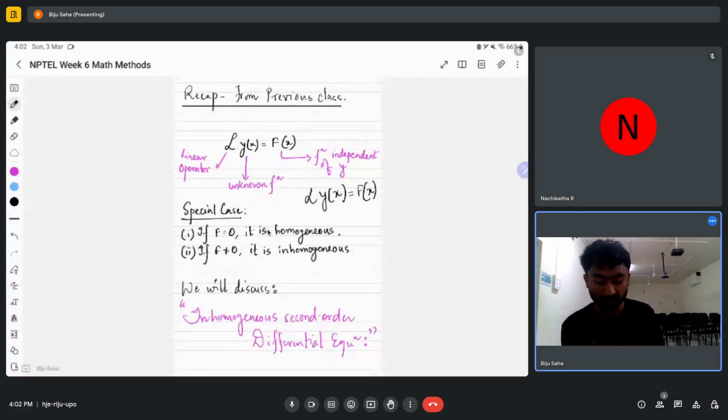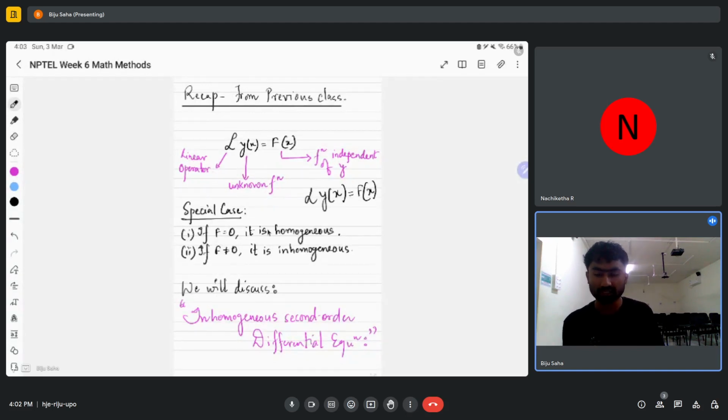We know from the previous class that if my RHS is a function of just x, then that differential equation is known as a linear differential equation. So if this capital F on the right hand side is just a function of x, or a constant, then the differential equation is a linear differential equation. Throughout our lecture, we'll be focusing on linear differential equations.